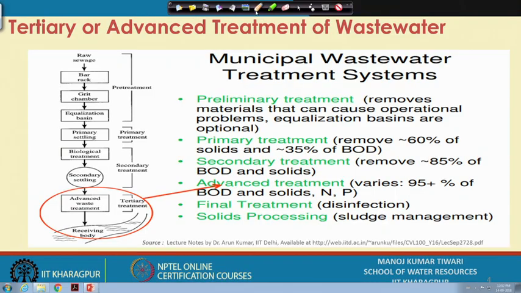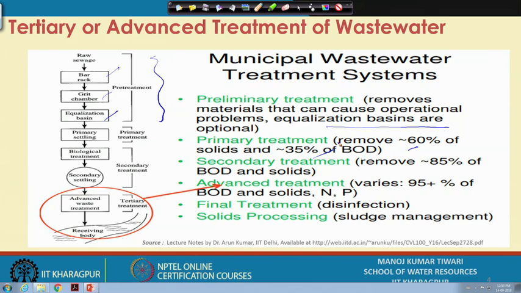If we see the typical municipal wastewater treatment system, the preliminary treatment removes the material that can cause operational problems, and we may put an equalization basin as an optional step if needed. So your bar racks, grit chamber and equalization are basically the basic level of treatment. Then primary settling removes almost 60% of the solids and 35% of the BOD. The particulate BOD, the BOD in the suspended form, gets removed in the primary settling stage.